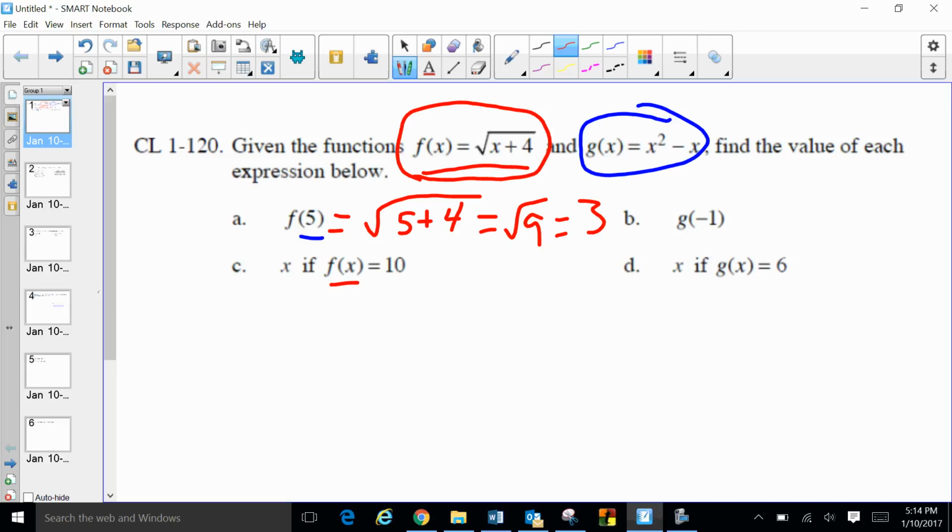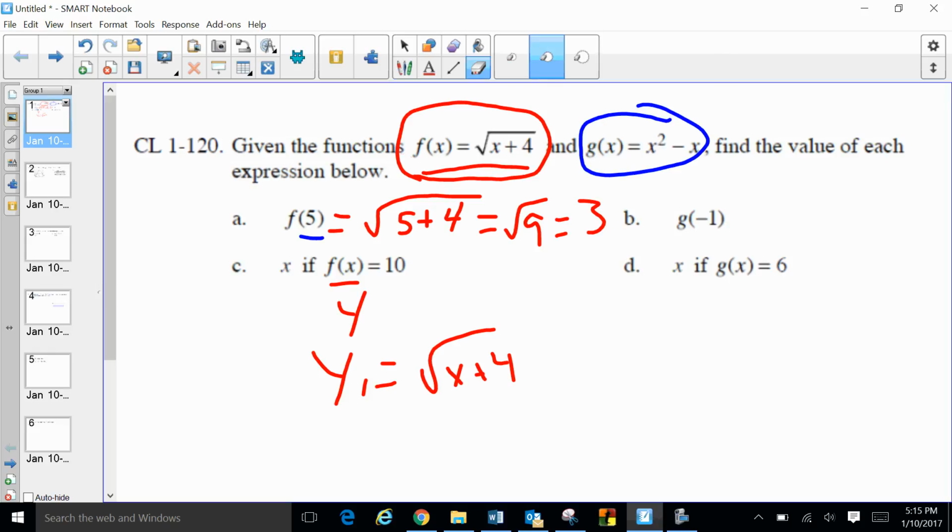So one way to do this is to use your calculator. Go into the y equals, put in f of x, which you would put in the y1. You'd type in square root of x plus 4. Then you'd go to your table and you'd scroll till you find x equals 10. That's one way to do it. I'm going to go ahead and show you how to do it with algebra, although I don't expect you to have to do it with algebra a whole lot. I'll show you how to do it with algebra since I don't have a calculator I can show you here.